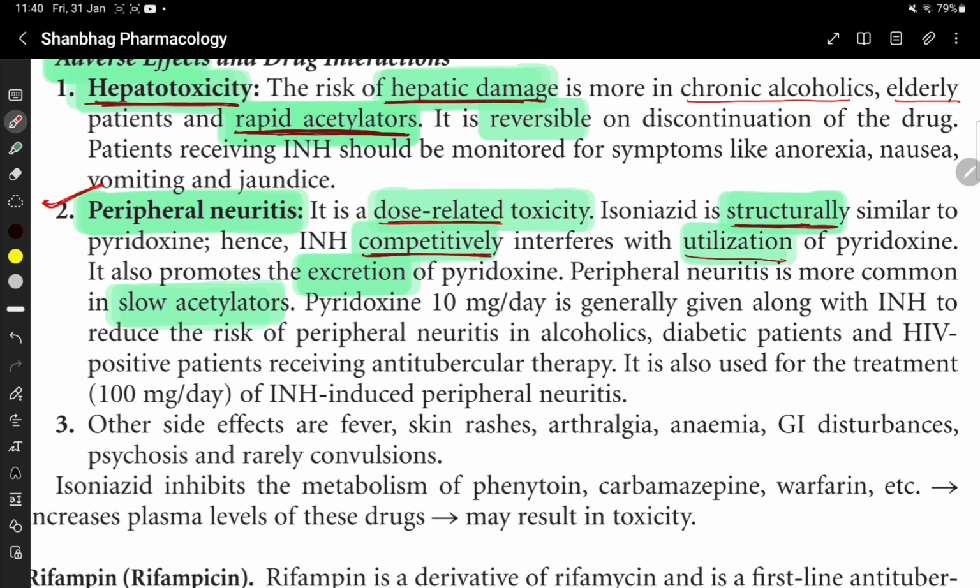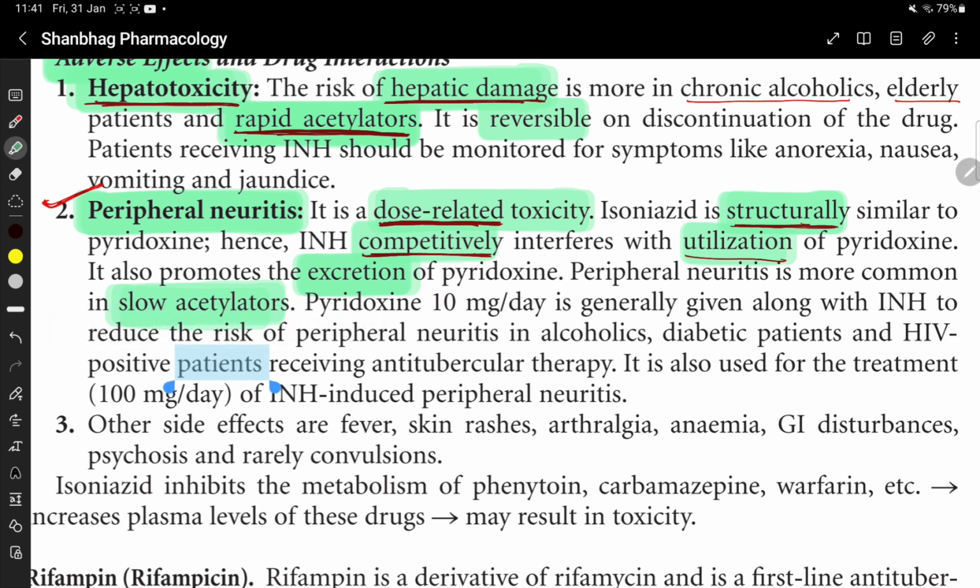So peripheral neuritis is a dose-related toxicity. Isoniazid is structurally similar to pyridoxine, and so it competitively interferes with the utilization of pyridoxine. Isoniazid also promotes the excretion of pyridoxine, and this peripheral neuritis is more common in slow acetylators.